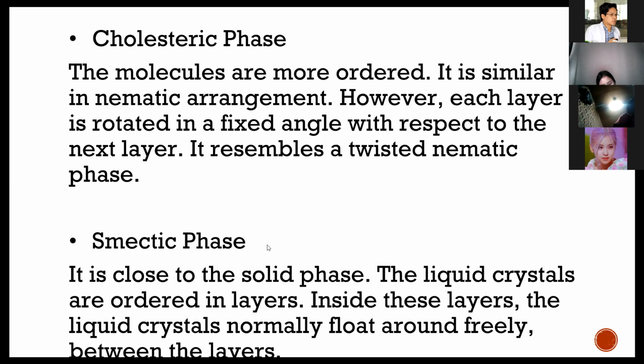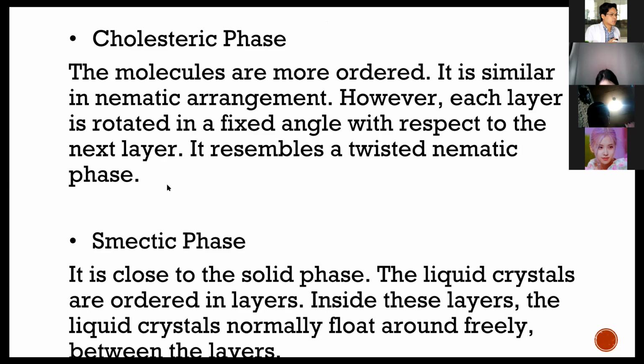The second one is the cholesteric phase. Okay, the cholesteric phase is more ordered. It's similar to nematic, but however, each layer is rotated at a fixed angle with respect to the next layer. So actually, there are some patterns. You can see it resembles a twisted nematic phase because you can actually observe some pattern. Smectic phase, on the other hand, is close to solid phase. They're ordered in layers. Inside each layer, liquid crystals normally float.